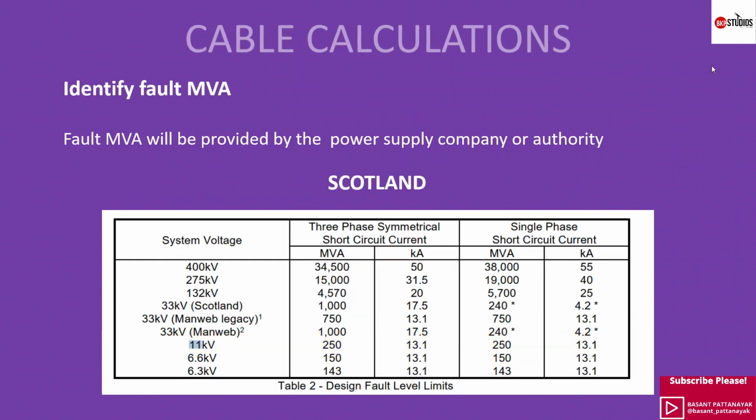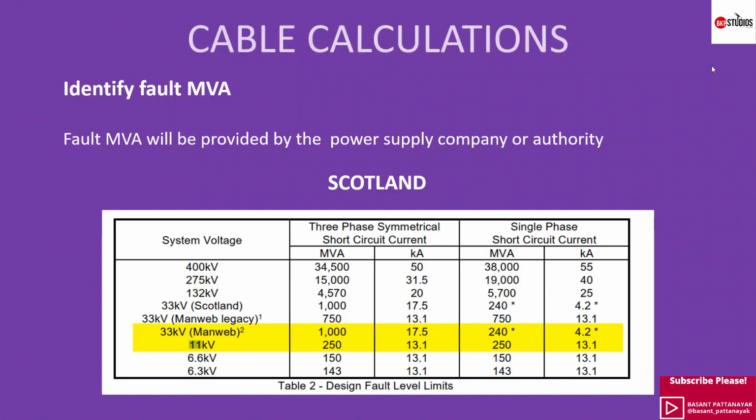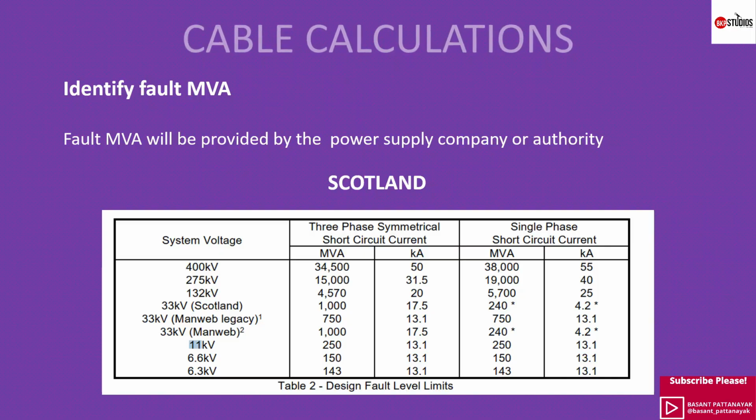If you look at another example, this is an excerpt from SP Energy Networks Scotland. You can see the fault MVA and kiloampere ratings, or short circuit current, are given as a table. You can see a 33 kV substation in Scotland. Fault MVA is 1000 MVA. Then short circuit current is 17.5 kiloampere. So almost all the places in the world, you will get this data from the power supply company. In some areas, the power supply company will not provide you the short circuit current. They will give you fault MVA levels.